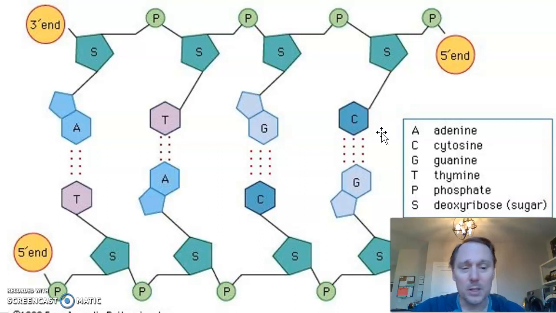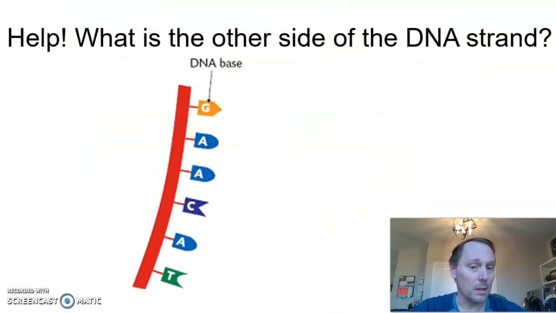A lot of times we like to abbreviate those to A's and T's, G's and C's. A's and T's always link together. G's and C's always link together. So I need help. What would the other side of this DNA strand look like? What do we got here? G, A, C, A, and T.